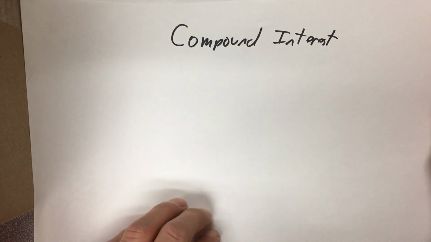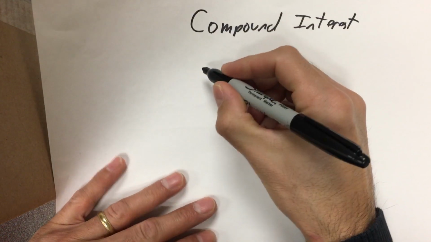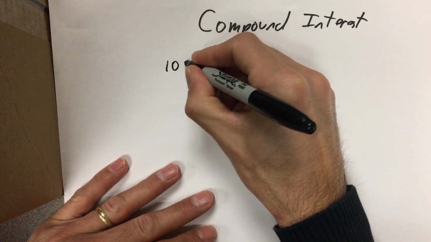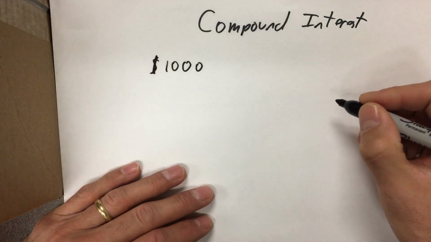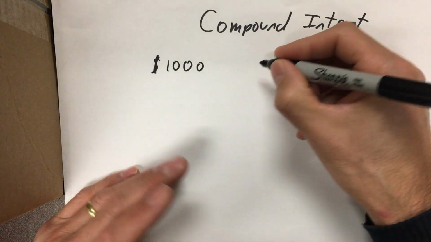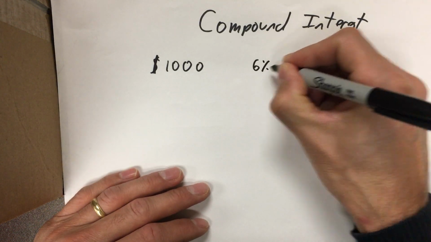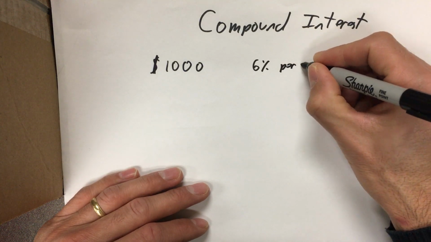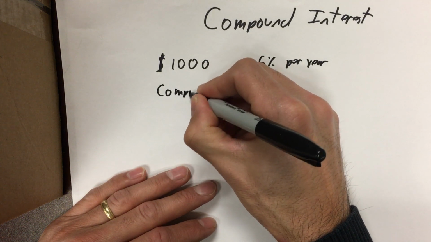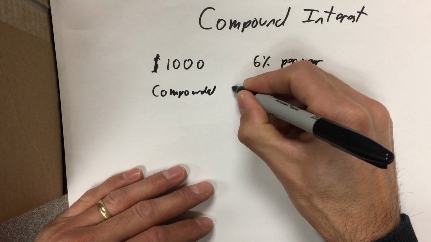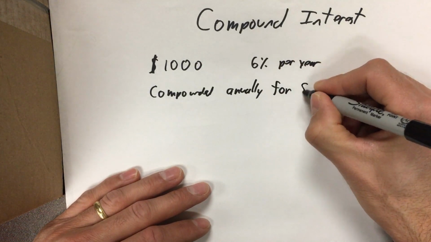I'm going to show you now how to solve problems involving compound interest. So let's say you have $1,000 and you're going to invest this $1,000 at, let's be optimistic here and say you're getting 6% per year, and that's compounded annually for 5 years.